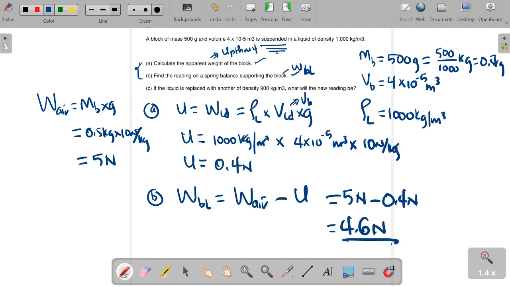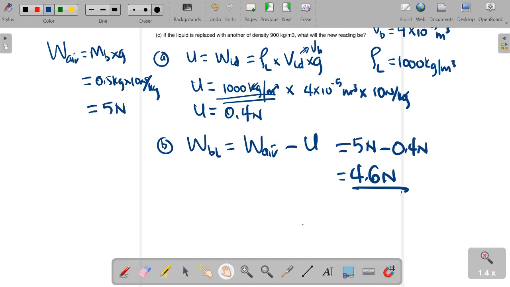Now the question in part C is: if the liquid is replaced with another liquid of density 900 kg per cubic meter, what will the new reading be? So if we replaced the liquid, instead of 1000, instead of using water, we use a liquid of density 900, what would happen? Let's try to do that. Part C, what will be the new reading?